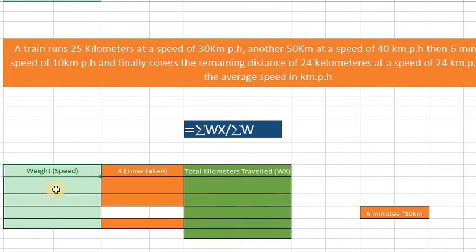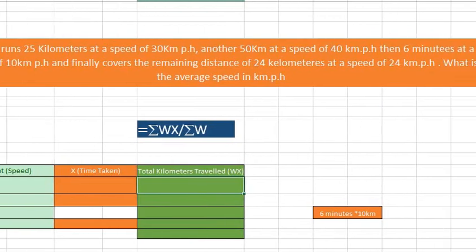So here I have already told that there are 3 parameters: speed, time taken and total kilometers traveled. Speed we can consider as weight, so it is w, and time taken we can consider as x, and total kilometers traveled we can consider as w into x, because total kilometers can be calculated by speed into time taken.